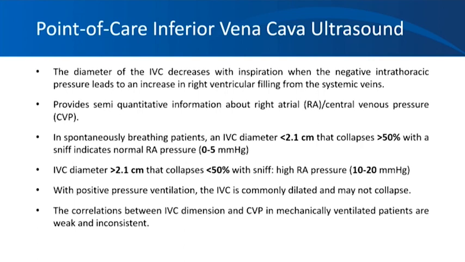And with positive pressure ventilation, the IVC is commonly dilated and may not collapse at all. The correlations between IVC dimension and central venous pressure or right atrial pressure in mechanically ventilated patients are weak and inconsistent. And the normal diameter of the IVC can vary anywhere from 1.5 to 2.4 centimeters. Trained athletes tend to have larger IVC diameters at the upper end of normal.